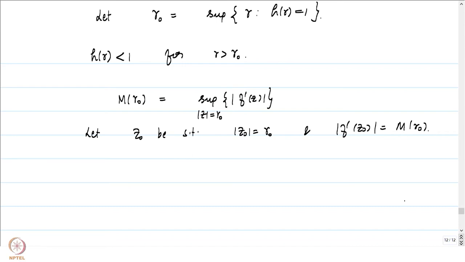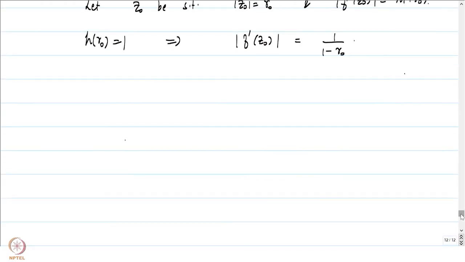We also know that H of R naught is equal to 1, which tells us that 1 minus R naught times the absolute value of F prime of Z naught is equal to 1, which tells us that F prime of Z naught is equal to 1 by 1 minus R naught. Now consider the following disk. Let rho be equal to half of 1 minus R naught, and consider the disk of radius rho around Z naught.